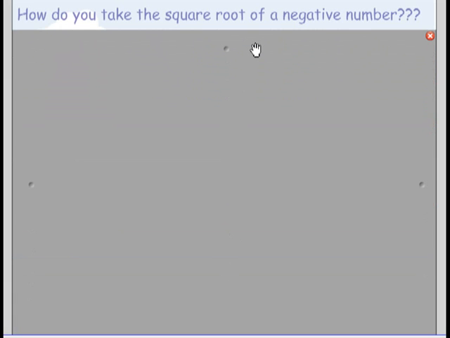So to start, you probably know the answer to this question, but how do you take the square root of a negative number? Well, in real numbers, the answer is you don't. You can't take the square root of a negative number. It's not real. So how do we deal with it?